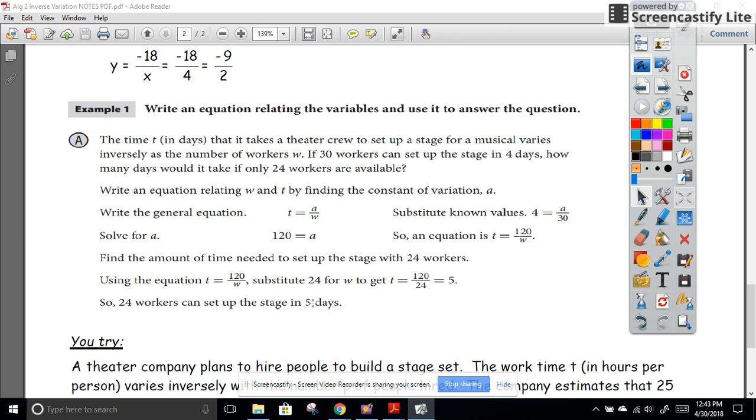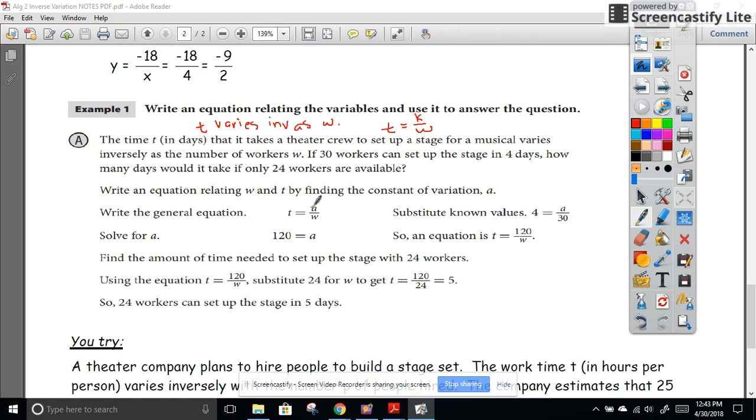So you might want to make yourself a note right here and shorten all that, and just write down T varies inversely as W. What that means is T is equal to K over W. Okay, they did that down here.